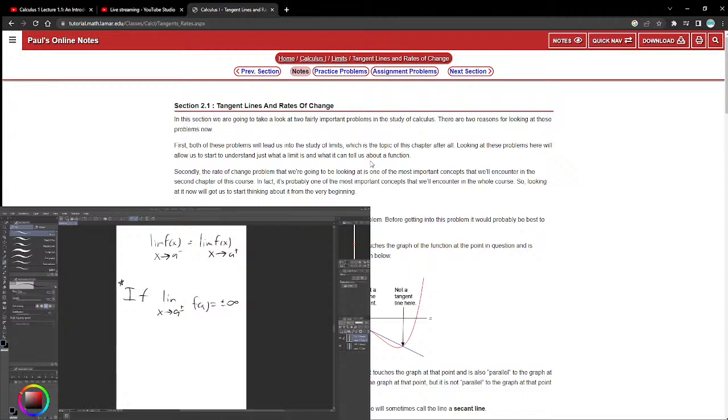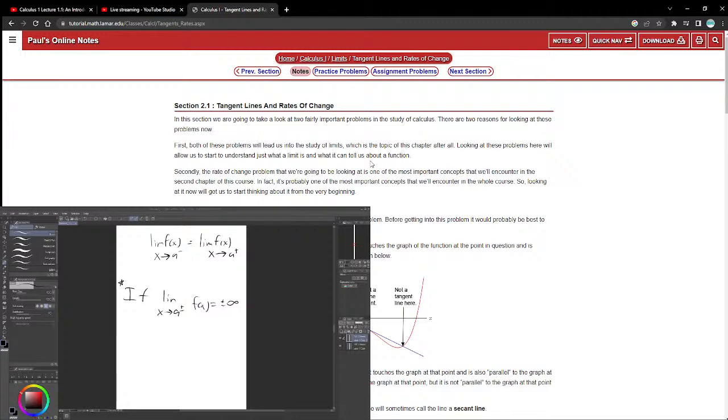Section 2.1, tangent lines and rates of change. In this section, we are going to take a look at 2 fairly important problems in the study of calculus. There are 2 reasons for looking at these problems now. First, both of these problems will lead us into the study of limits, which is the topic of this chapter after all. Looking at these problems here will allow us to understand just what a limit is and what it can tell us about a function.